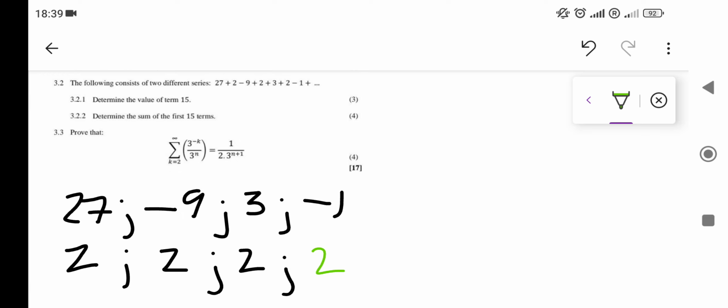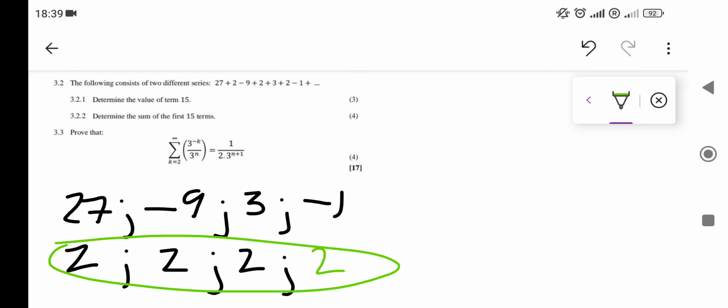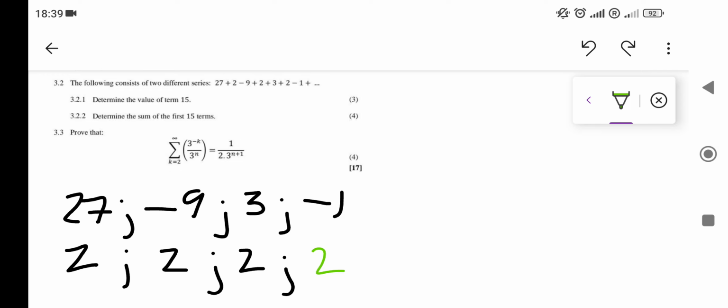So we have two series. The one on top, we'll still figure out what kind of series it is. But the one at the bottom, that is just a series of consecutive 2's. Okay, so let's just have a look at this quickly.